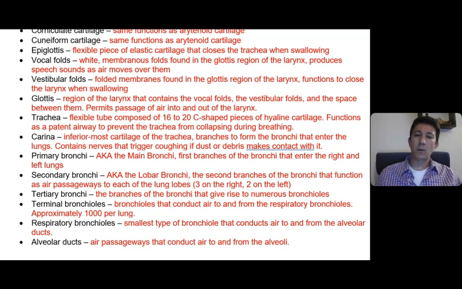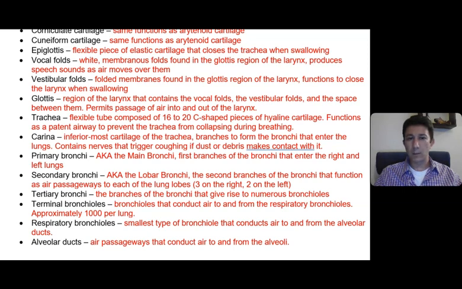But the lobar bronchi are the branches off of the primary, the main bronchi that serve each of those lung lobes. And then from there, the secondary bronchi branch a third time into what are called the tertiary bronchi. The term tertiary just means third branch, right? And these are the branches of the bronchi that give rise to the thousands of bronchioles, which are the smaller microscopic air passageways that are going to serve individual parts of each of the lungs there.